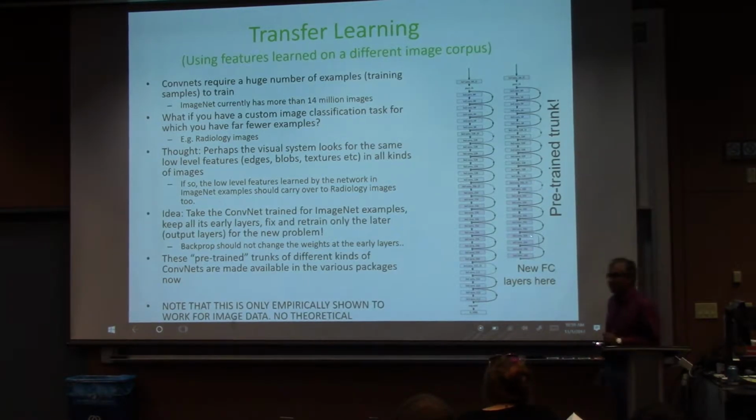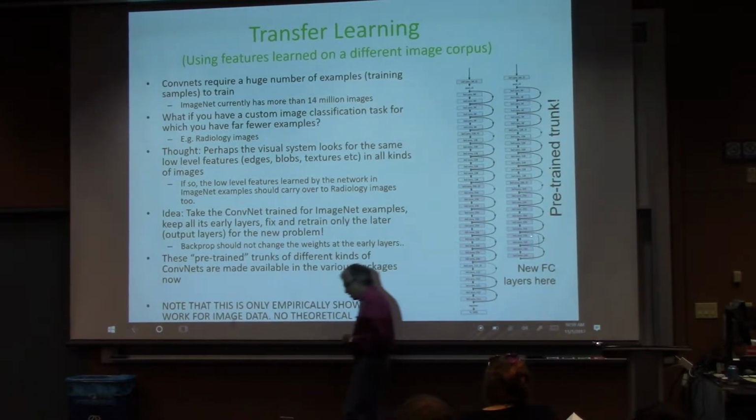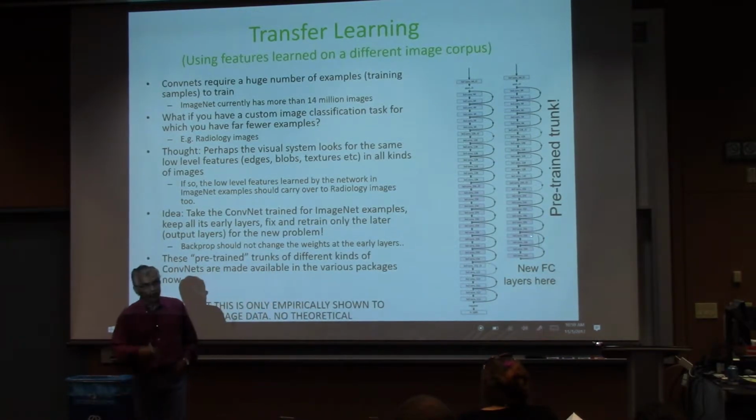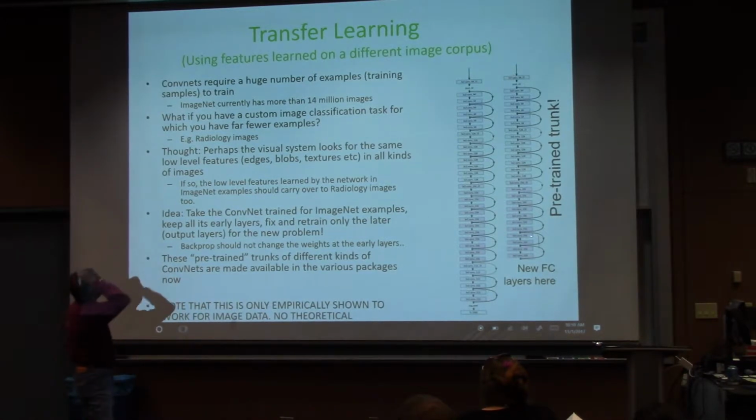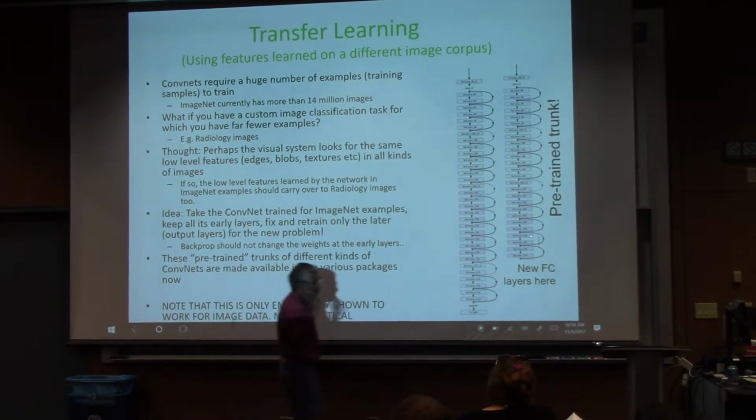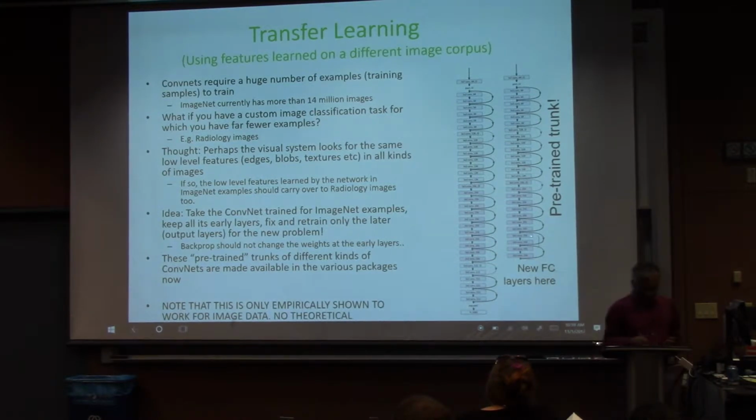So let me do a few more things. One is the transfer learning part, which I already mentioned. I'm just going to repeat this. ConvNets and general neural networks require a huge number of examples, training samples, to train. ImageNet currently has more than 14 million images. Now, if you have a custom image classification task, but you have much fewer examples, such as radiology that I mentioned, then even though in theory neural networks should be able to find the patterns, there are not enough examples, so they won't. Again, my coral reef example.